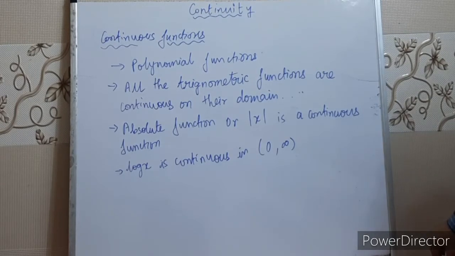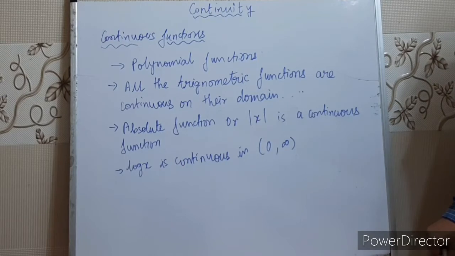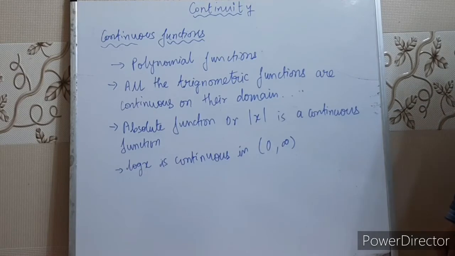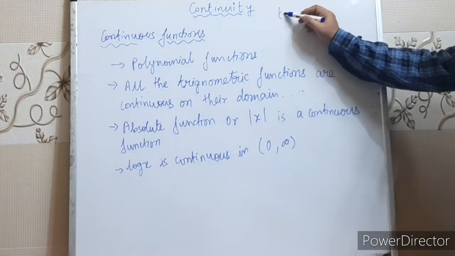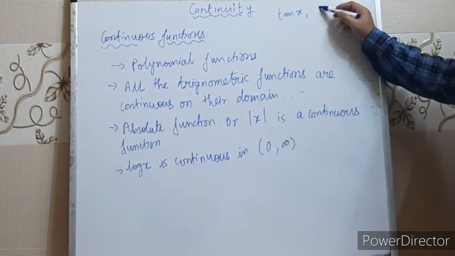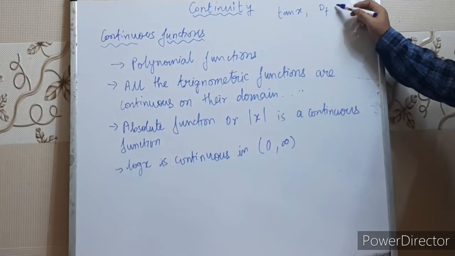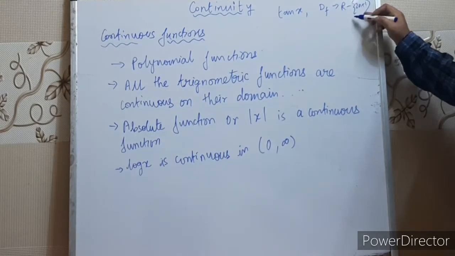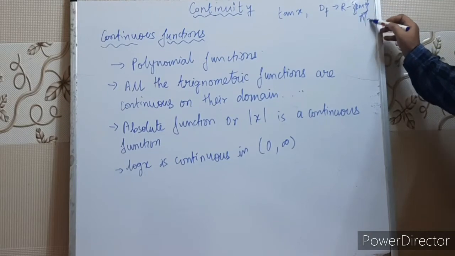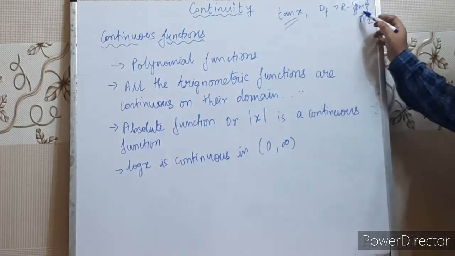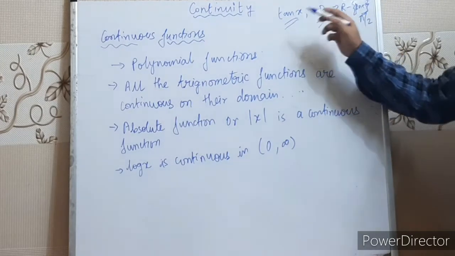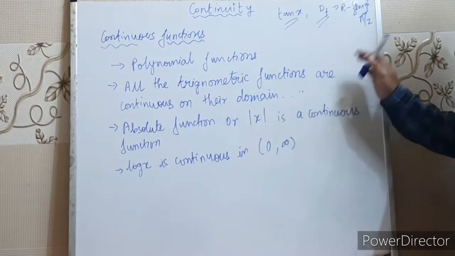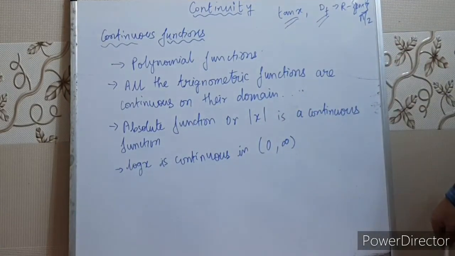Right? Next is trigonometric functions. Trigonometric functions are continuous in their domain. We know sin x is a continuous function, cos x is a continuous function, tan x is also a continuous function if the domain is all the real numbers except odd multiples of pi by 2, that means (2n plus 1) into pi by 2. If we remove the odd multiples of pi by 2 from the domain, tan x is continuous. Right? So on their given domain they are continuous. All the trigonometric functions are continuous.